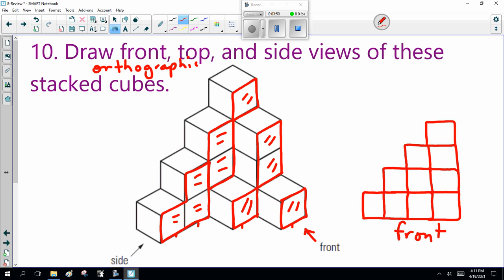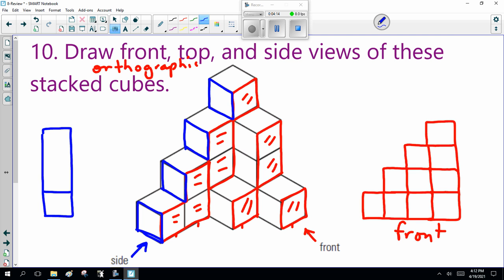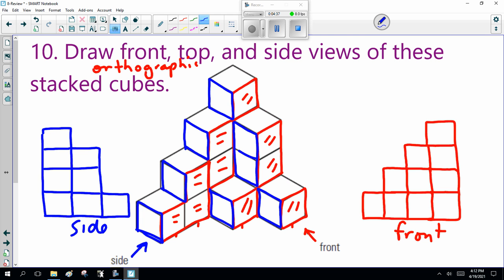Now, this is front, top, and sides. So, I'm actually going to do the side first. I'm doing the same idea. There's one block there. That's a side. That's a side. That's a side. So right off the bat, go across like that. Notice the front is 4 high, so the side should be 4 high. And then, okay. Over. And 3 high. One more over here. So it looks like that.